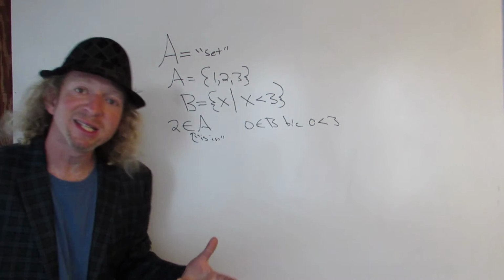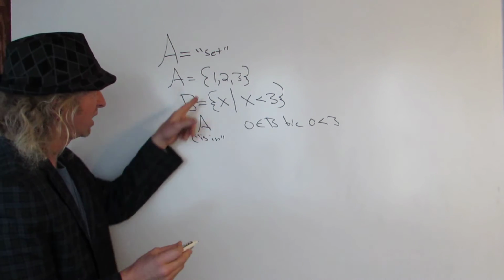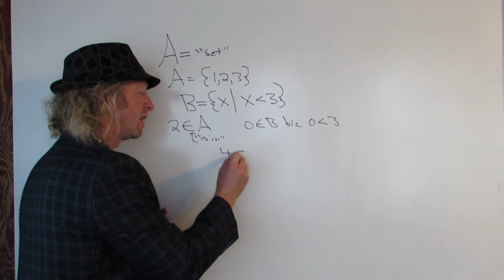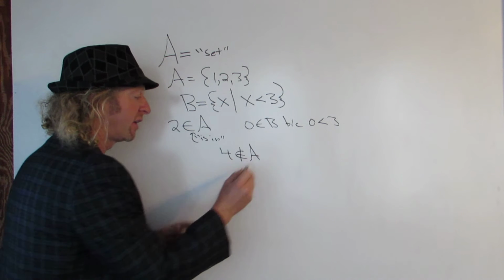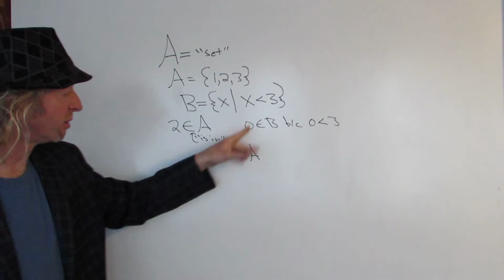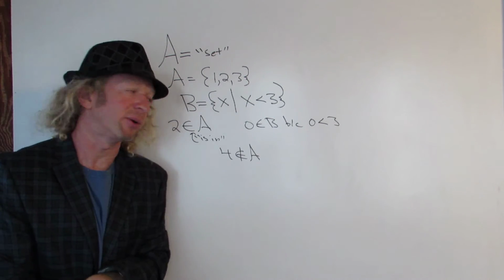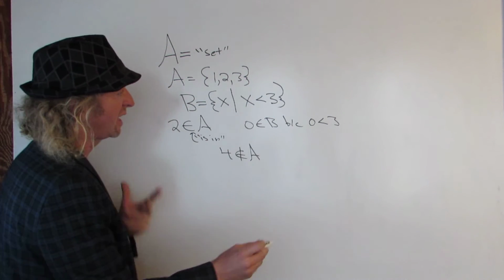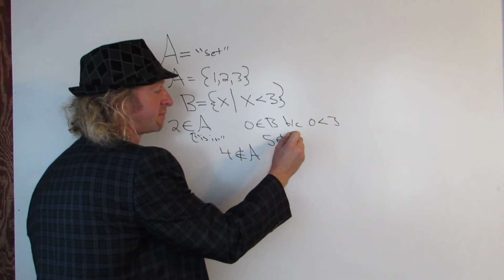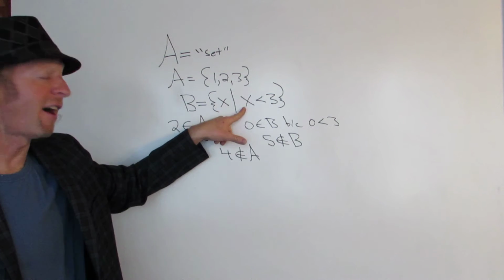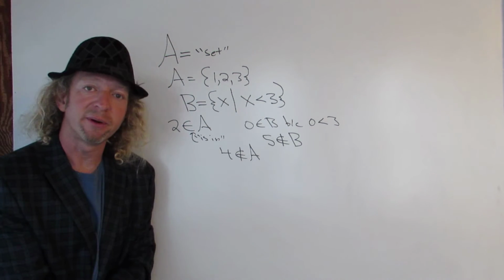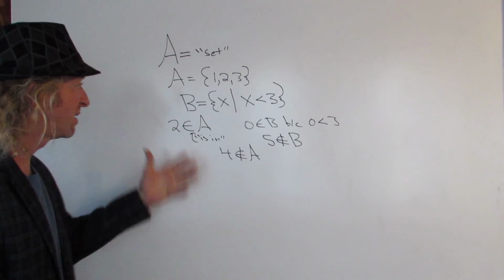If something is not inside a set, you use different notation. For example, 4 is not in A. You could say 4 is not an element of A. You draw the little is in symbol and put a dash through it. In this case, 5 is not an element of B, and the reason is 5 is not less than 3, so it doesn't satisfy the condition to be a member of B. So that's basic set notation.